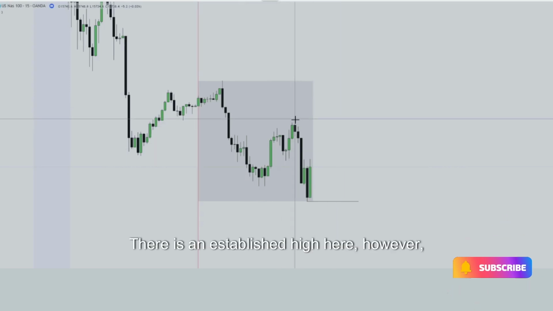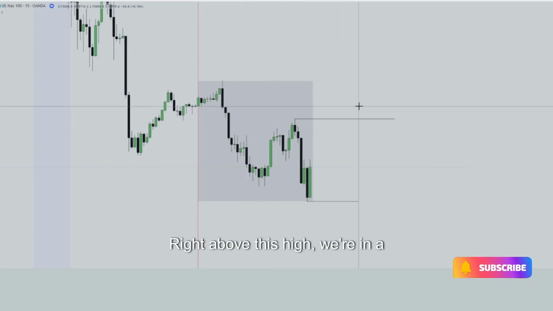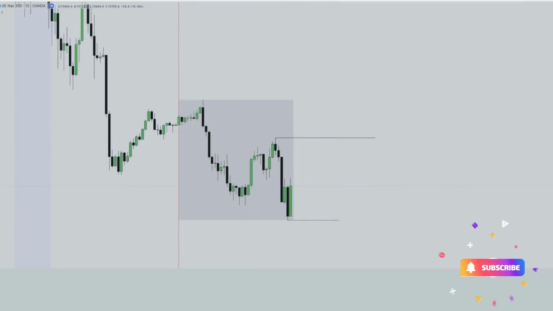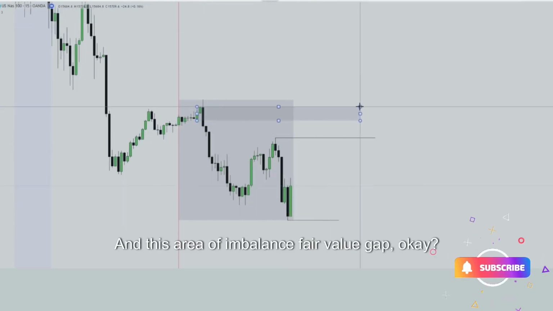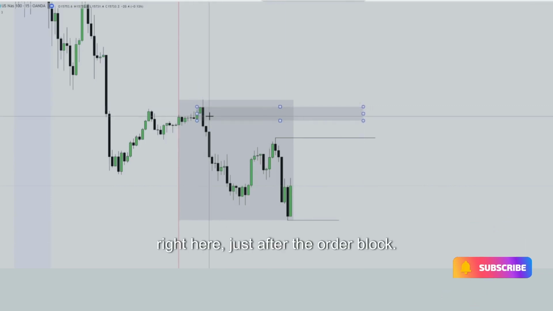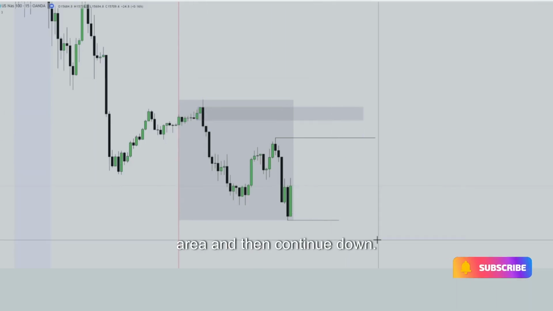There is an established high here, however, which is a liquidity high, right? So this is a significant high. Right above this high, we're in a downtrend, and we've also got this order block right here, okay? And this area of imbalance, fair value gap, right here, just after the order block. So price is probably going to tap into this area and then continue down.